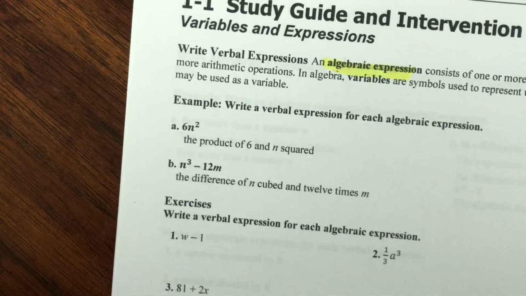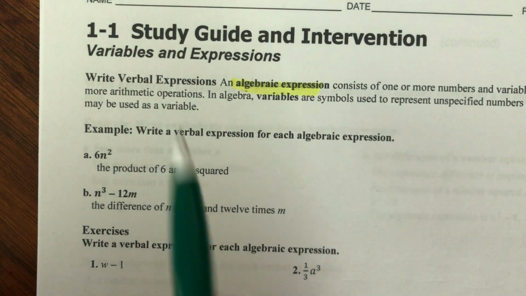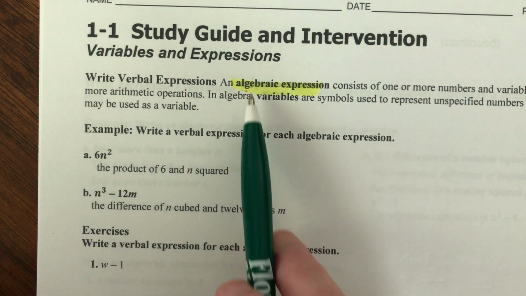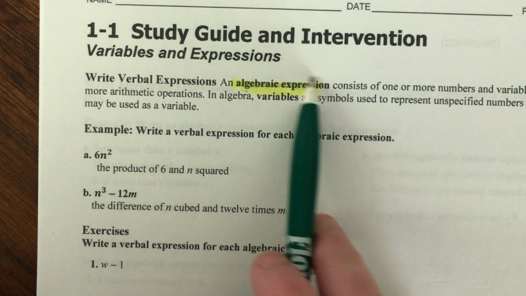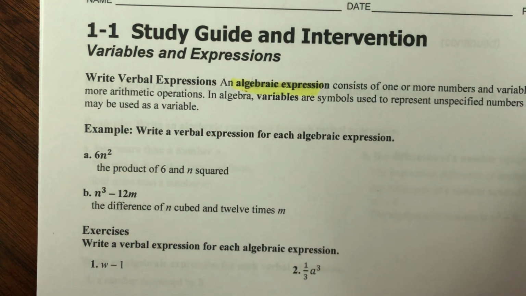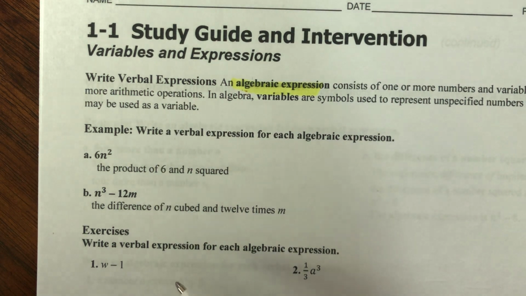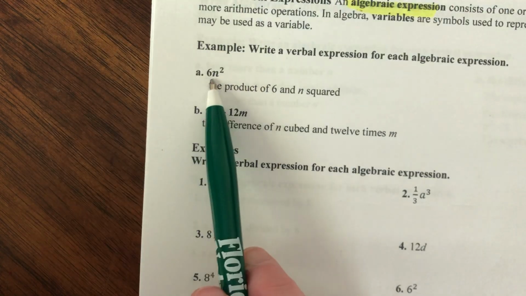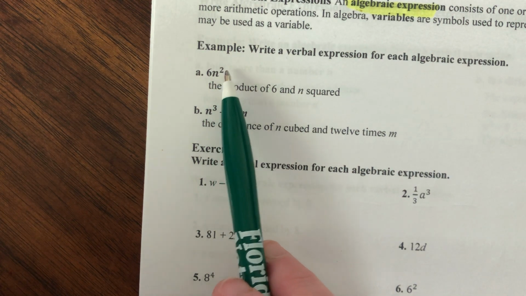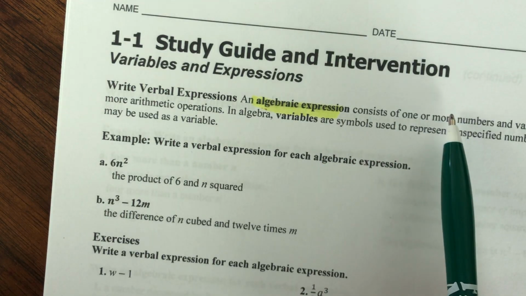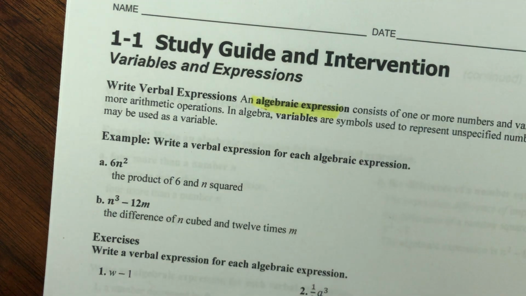So quick reference. All right, so the worksheet explains just what we've been saying. Variables and expressions, write a verbal expression. An algebraic expression, that's important, consists of one or more numbers and variables, along with one or more arithmetic operations. So x plus 4. If it had an x in it, a plus sign, and a 4, that would be an algebraic expression, right? If we wrote it out in words and we said the sum of x and 4, that would be a verbal expression where we're using words instead of just numbers.